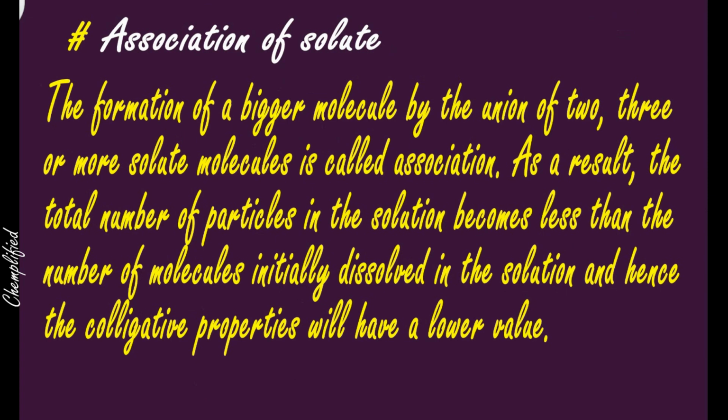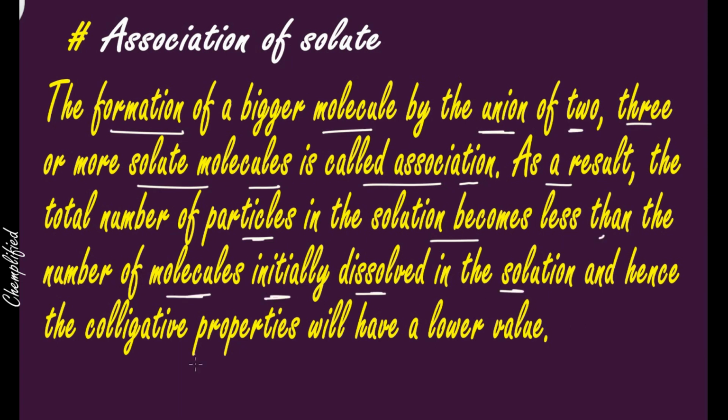Now comes our association. Association of solute. Now what happens in association? The formation of a bigger molecule by the union of 2, 3 or more solute molecules is called association. As a result, the total number of particles in the solution becomes less than the number of molecules initially dissolved in the solution, and hence the colligative property will have a lower value. It is just the opposite of dissociation. In case of dissociation, the particles were dissociating, increasing the number of particles. In case of association, the particles will combine together and will decrease the number of particles in the solution.